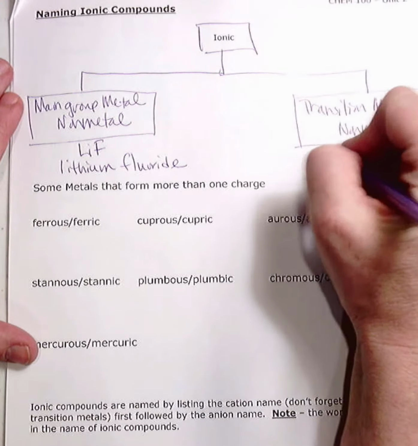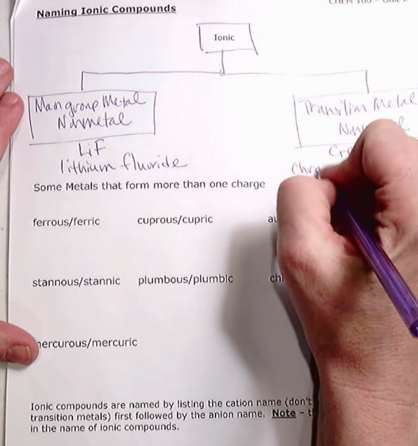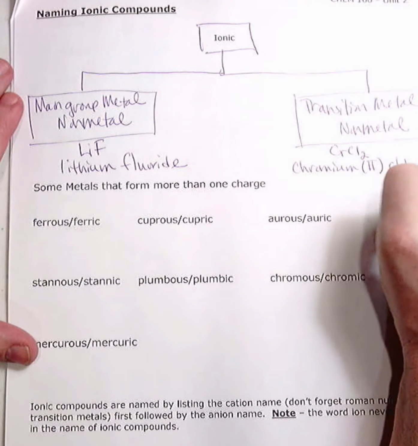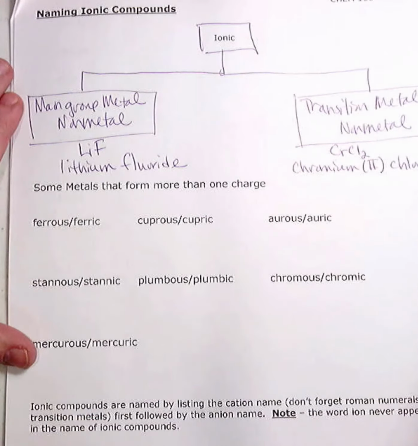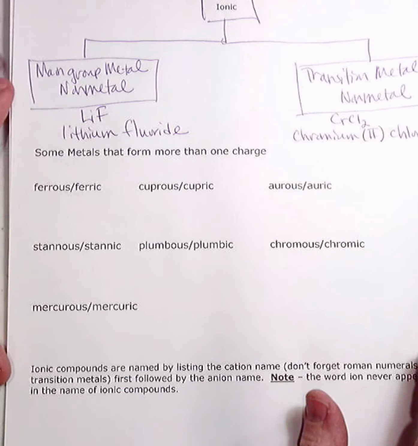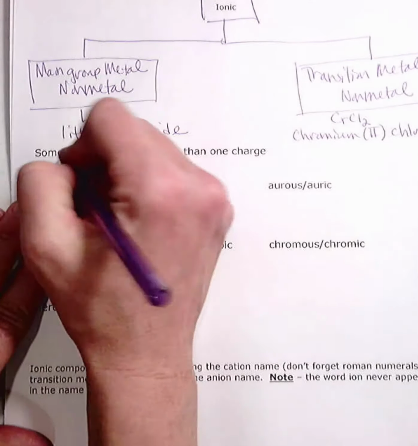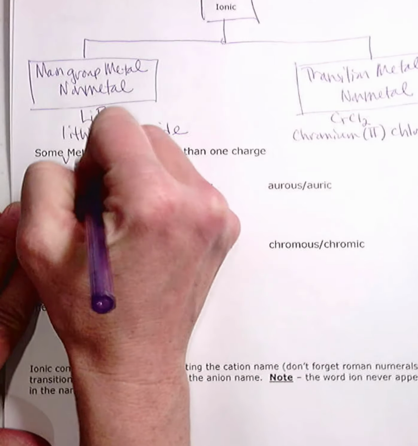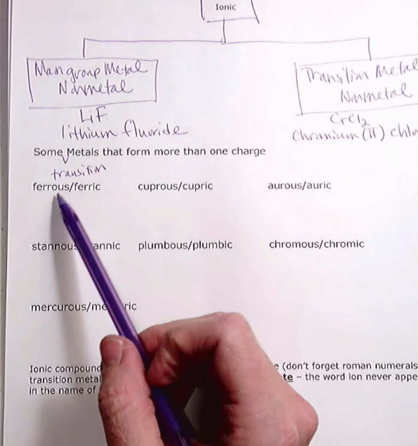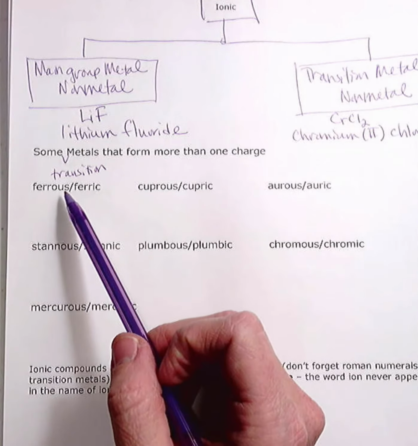Transition metal, something like this. This would be chromium 2 chloride. Okay, so there are metals that form more than one charge. These are your transition metals, I should say. And you see them a lot more with the common nomenclature, and it's important that you know these.